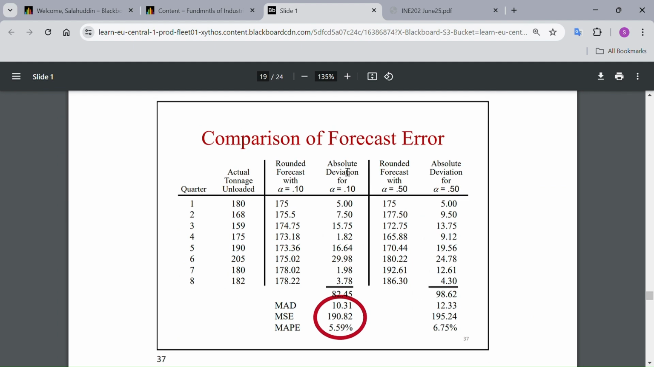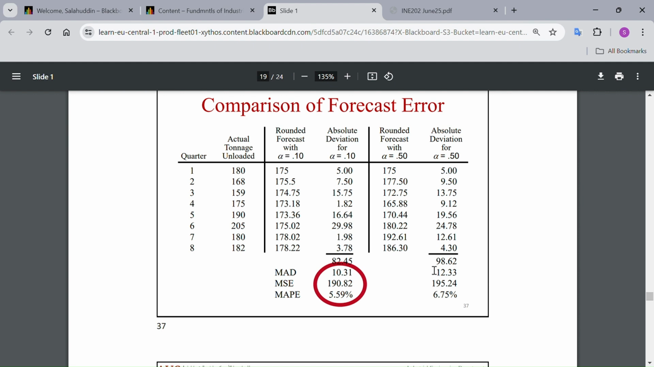So here he did it for different values of alpha. He found the values for MAD, MSE, and MAPE, and he compared them. We can see that for all of the methods, we got the lowest value for alpha equals 0.10, which suggests that alpha equals 0.10 is better than alpha equals 0.50 for predicting the future data for this specific dataset.